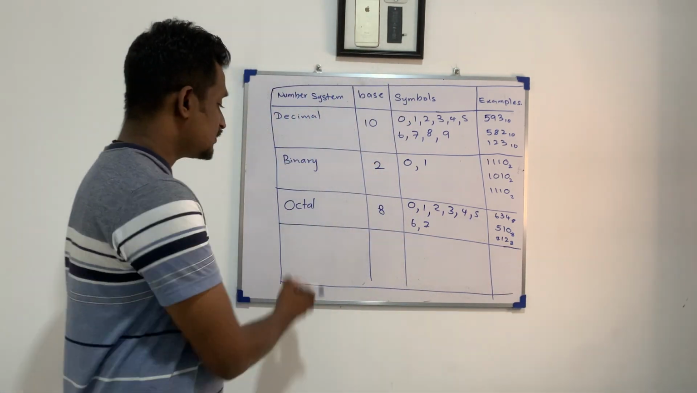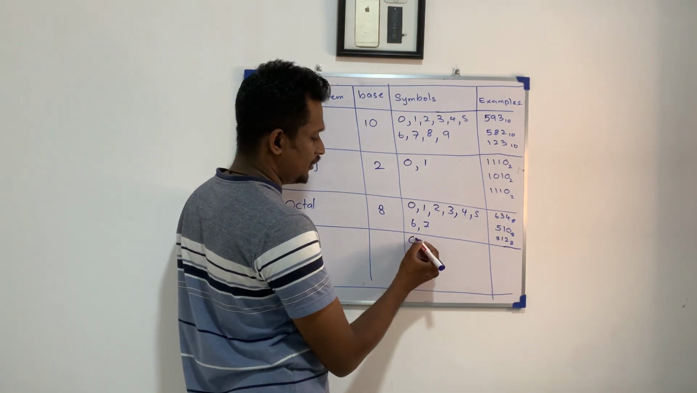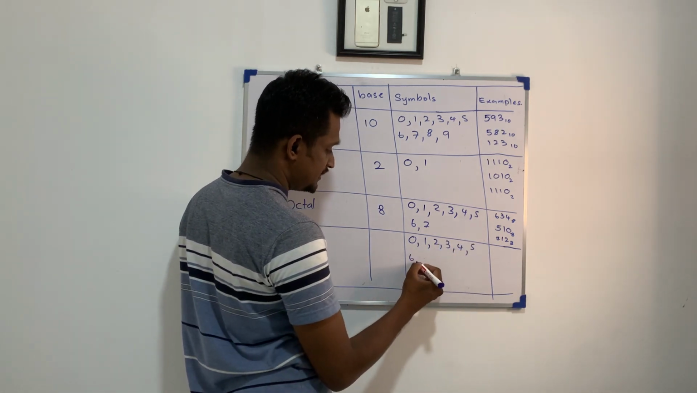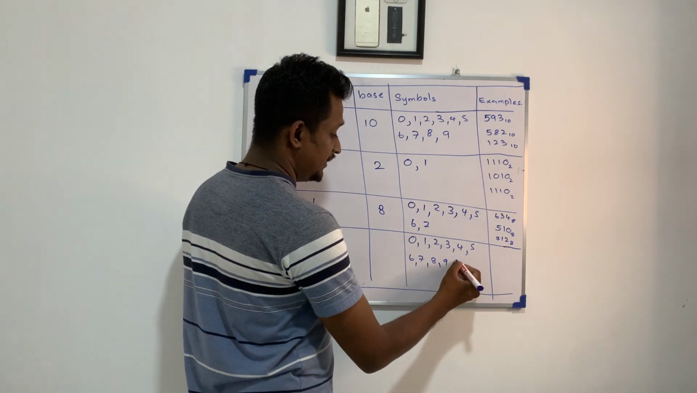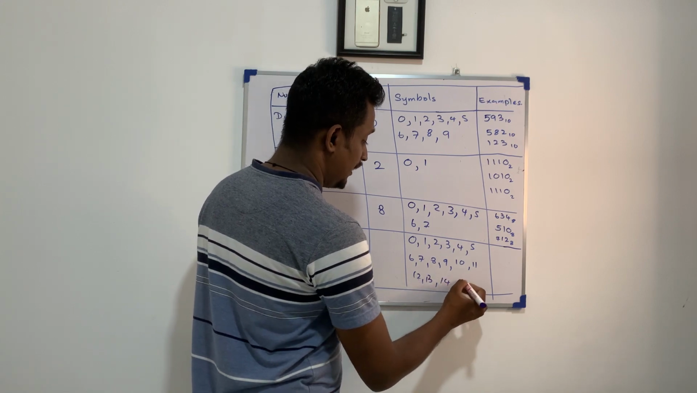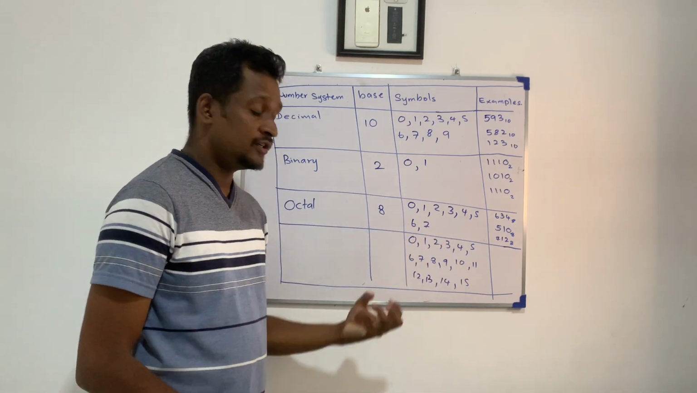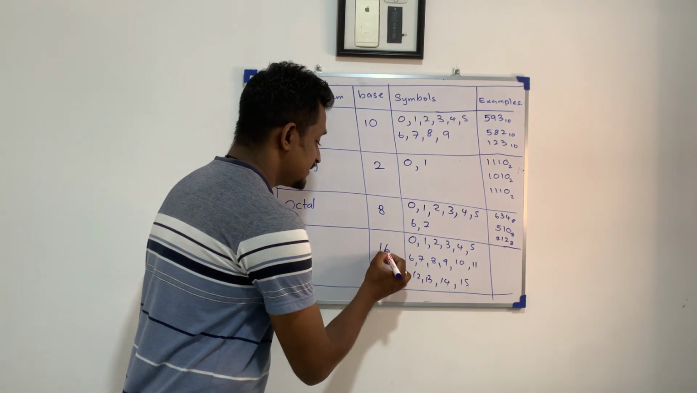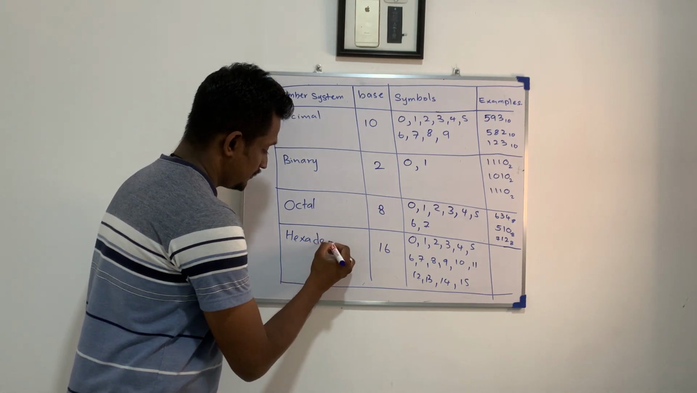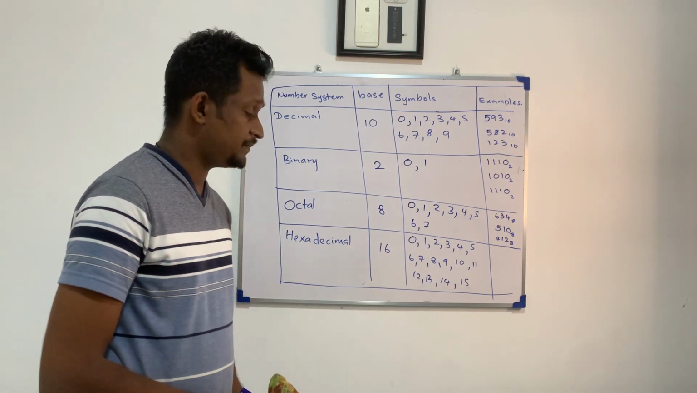The last one: we use 16 different symbols to represent one number system: 0, 1, 2, 3, 4, 5, 6, 7, 8, 9, 10, 11, 12, 13, 14 up to 15. If you use these 16 symbols to represent a number, that is called a base 16 number, or hexadecimal. This is the hexadecimal number system, the base 16 number system.